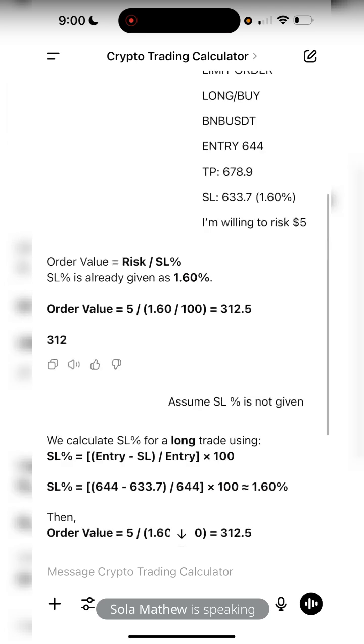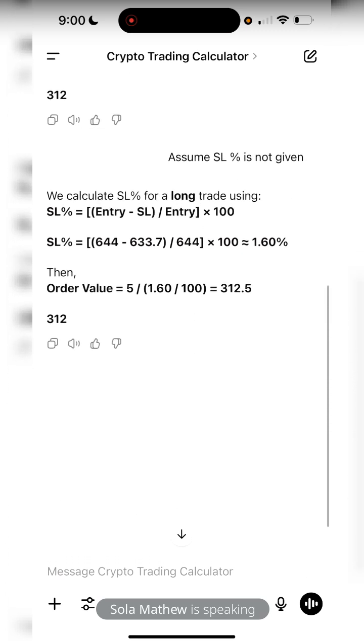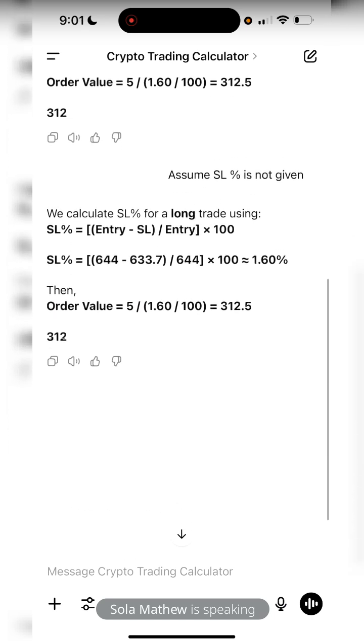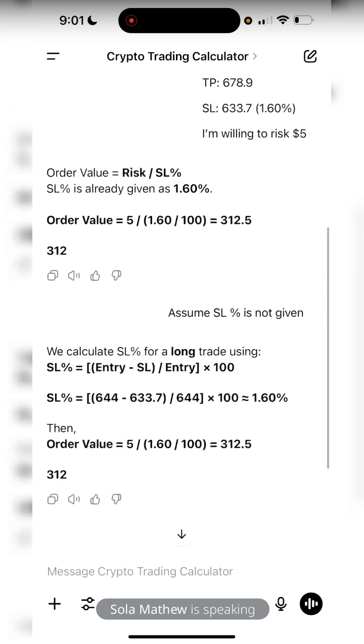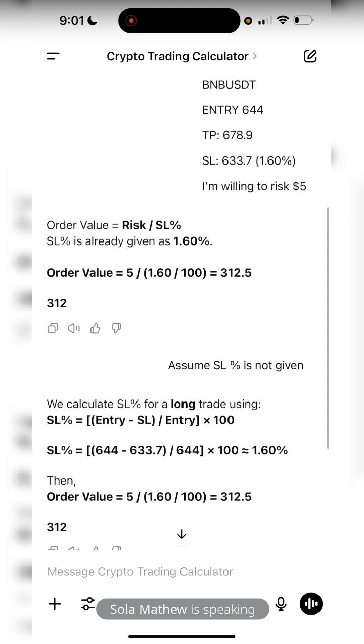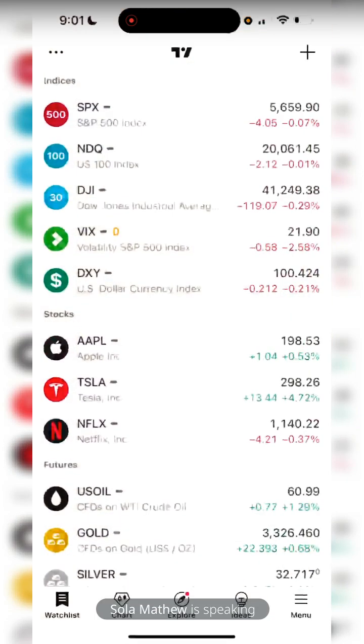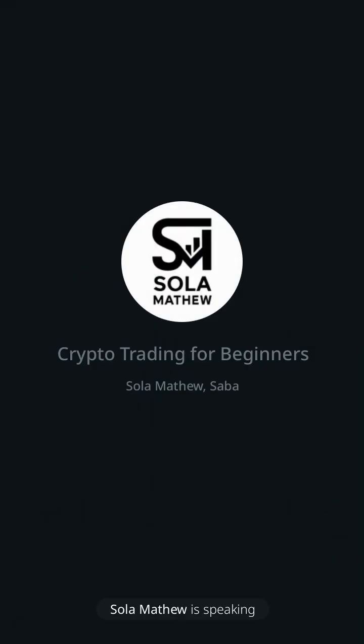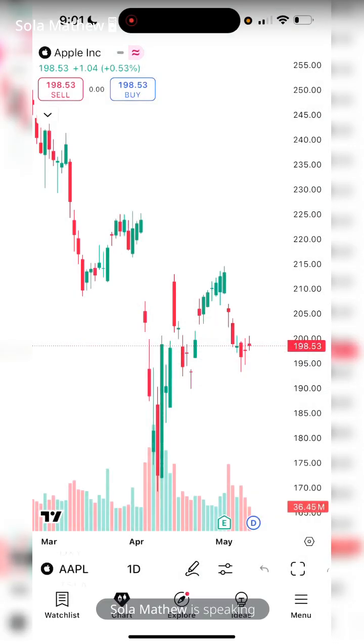Basically, if you want to enter any trade that a signal is given for, you need to know how much you will need to enter the trade. For example, now you will need like 312. That means you need to enter with 312. The leverage will also determine how you enter the trade. So now let's go to TradingView. I just want to show you a simple thing to note. If you go to the chart, you see where it says Apple, just click on it.